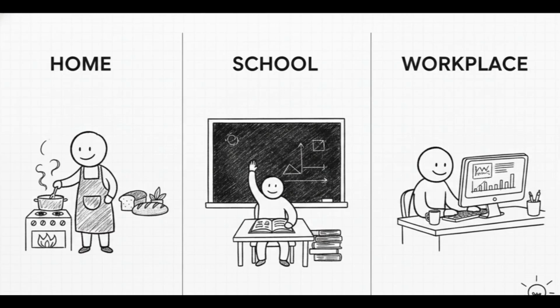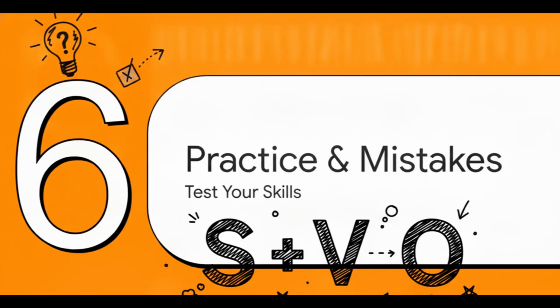It is so versatile. Once you internalize this pattern, you instantly unlock the ability to describe the whole world around you. And that brings us to Section 6, Practice and Common Mistakes. Time to test your skills.